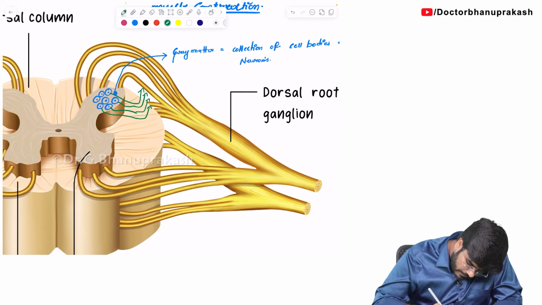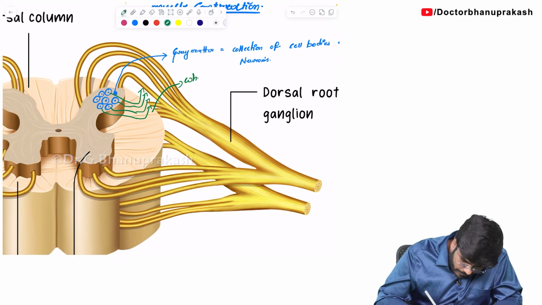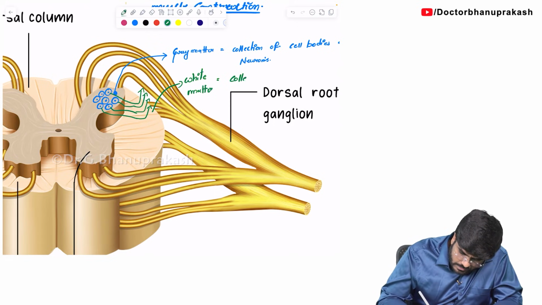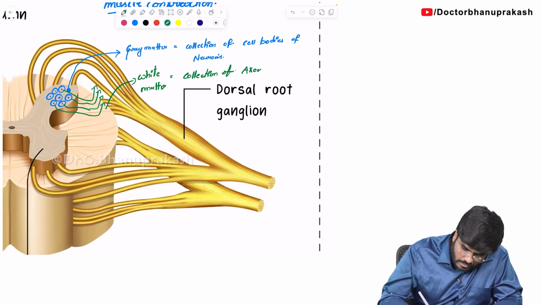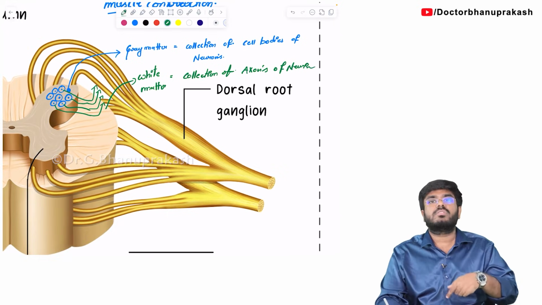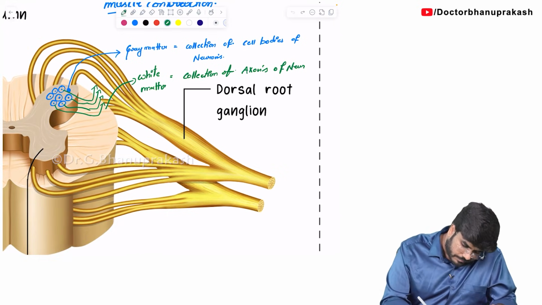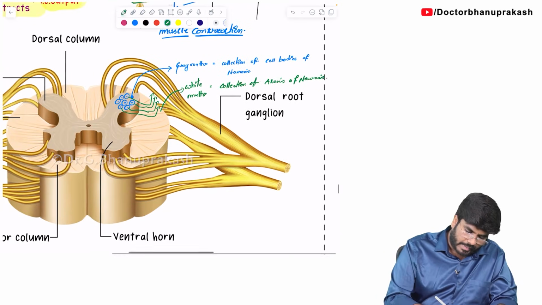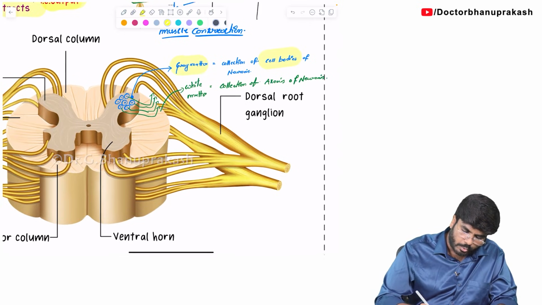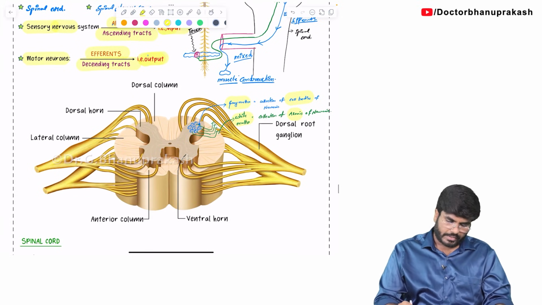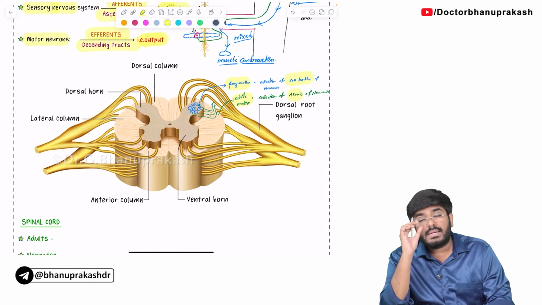So, write here the white matter. What exactly does white matter mean? White matter is a collection of the axons of neurons. And it is white in color because of the myelination, the myelin sheath. So, finally, the grey matter is nothing but the cell bodies of the neurons and white matter is nothing but the axons of the neurons.